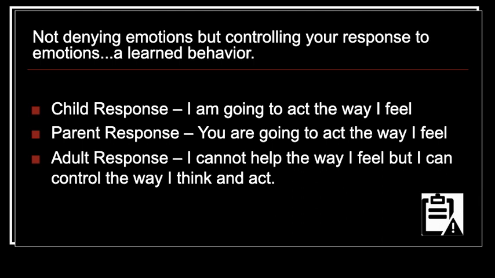Again, there's another way to look at these three responses, and I call this the child, parent, and adult response. And again, this isn't denying your emotions. Your emotions are strong, but how do you then use that, all right? And the child response is simply this: I'm going to act the way I feel. And this is something that we learn really early in life. It's the temper tantrum when we don't get what we want. It's the crying when we're hungry.